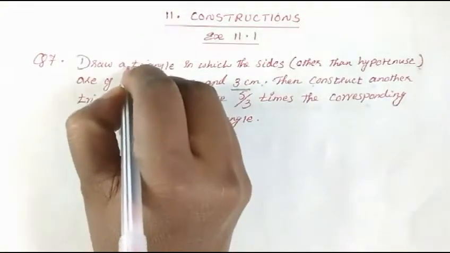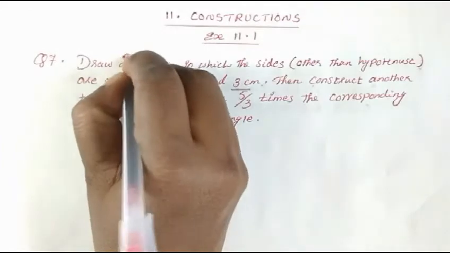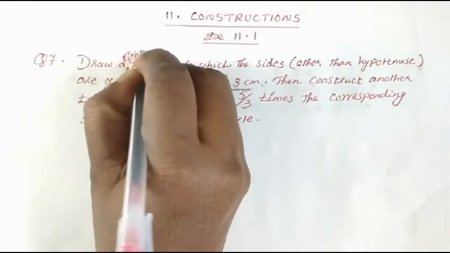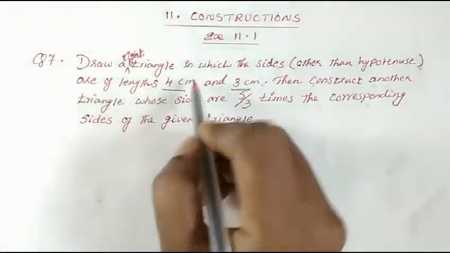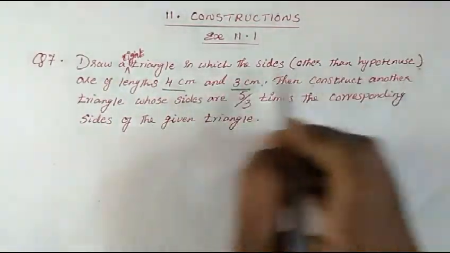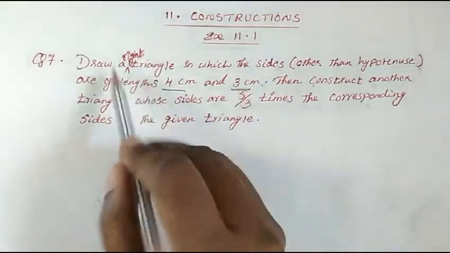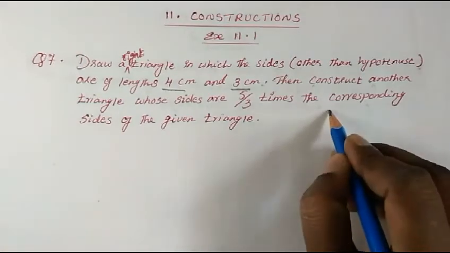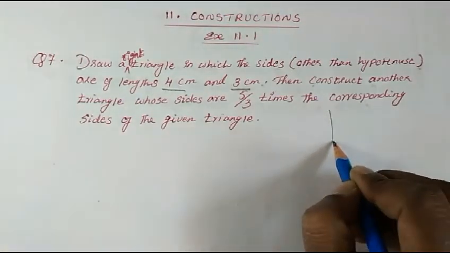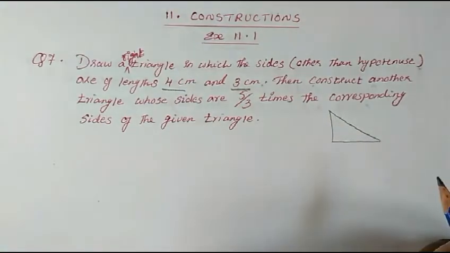Draw a right triangle. Okay, draw a right triangle in which the sides other than hypotenuse are of lengths 4 cm and 3 cm. So first we have to draw a right triangle. A right triangle is normally like this. Okay, this is our right triangle.